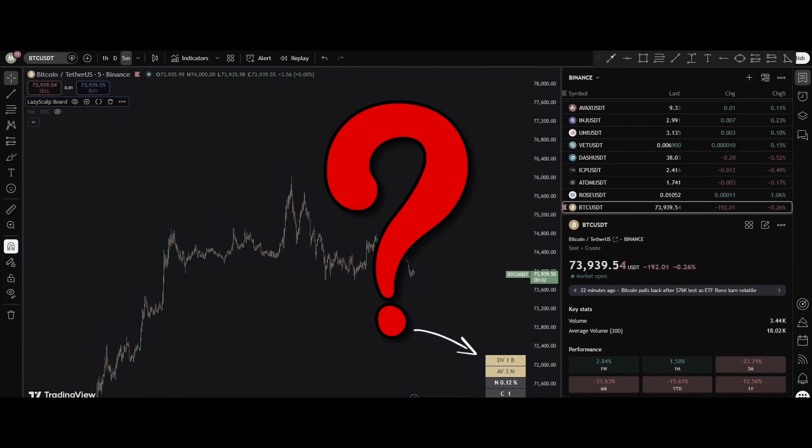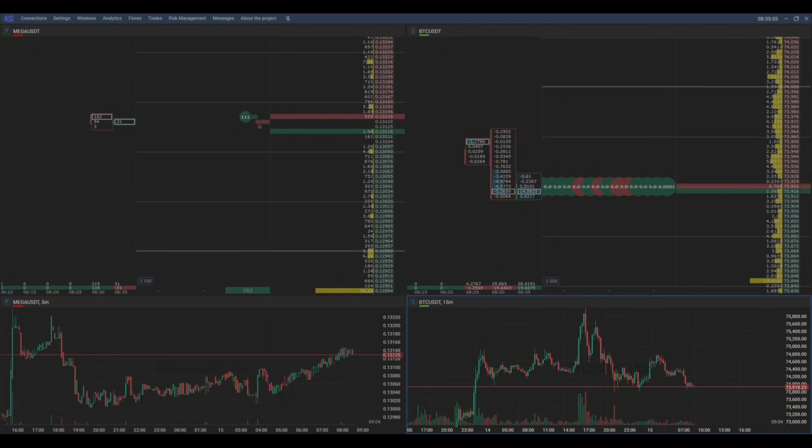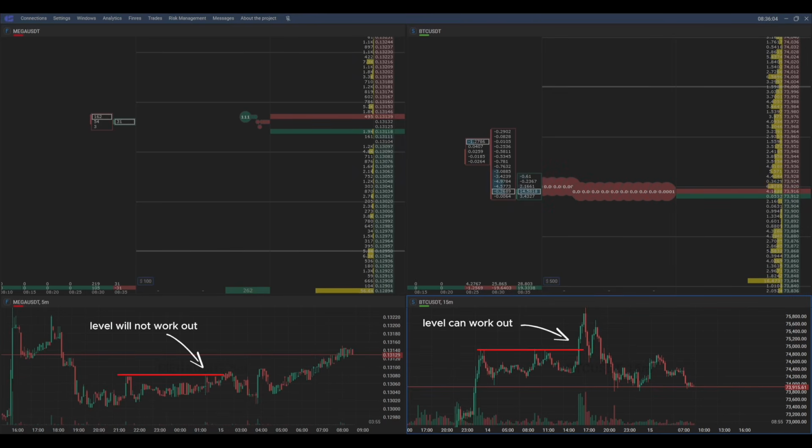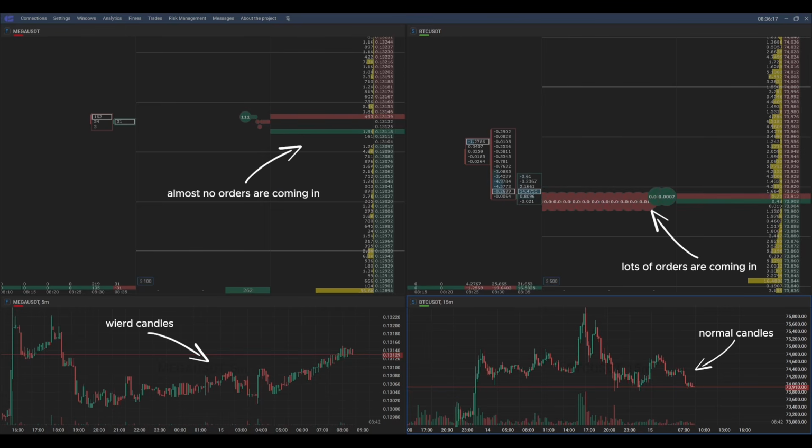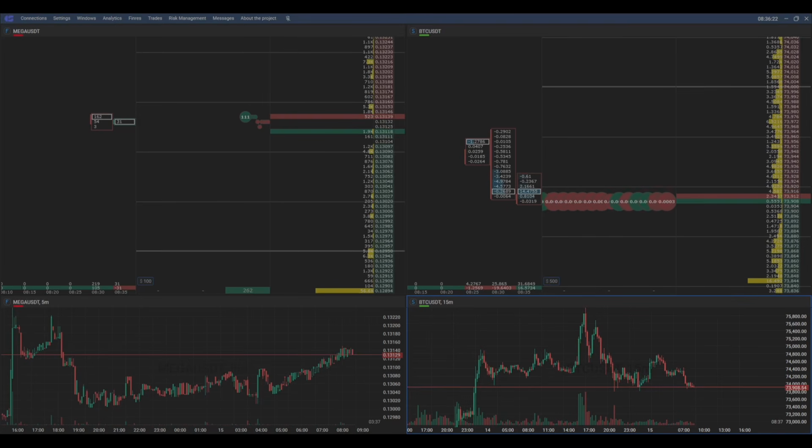Why do we choose 100 million? Let's see, for example, instrument Mega and compare it to Bitcoin. Absolutely zero liquidity, you can't properly trade this. Even if you find levels, they won't work because no one is trading it. The candlestick is off and you see almost zero orders coming from traders. It's very easy to manipulate this kind of market, and even if you enter a position, it will be hard to exit, even with a small amount of money. So remember, 100 million is a must.